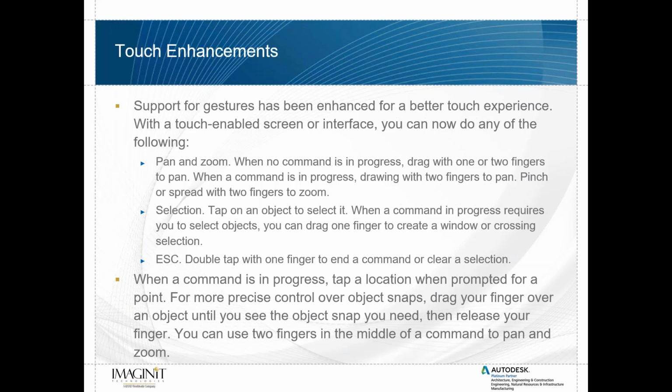When a command is in progress that requires you to select objects, you can drag 1 finger to create a window or crossing selection. Escape: double tap with 1 finger to end a command. When a command is in progress, tap a location when prompted for a point. For more precise control over object snap, drag your finger over an object till you see the object snap you need, then release your finger. You can use 2 fingers in the middle of a command to pan and zoom.